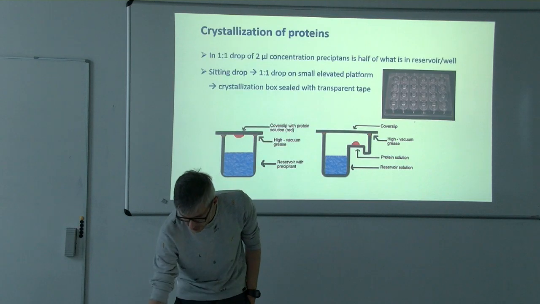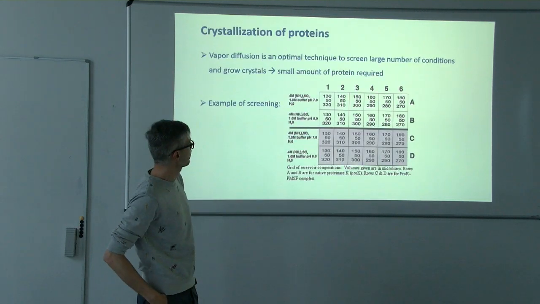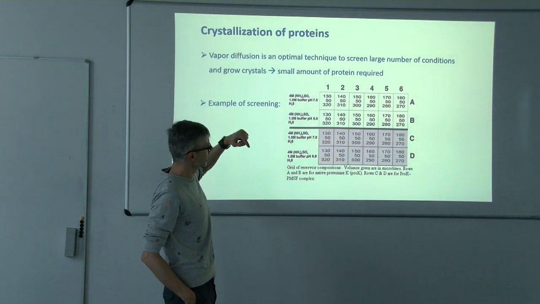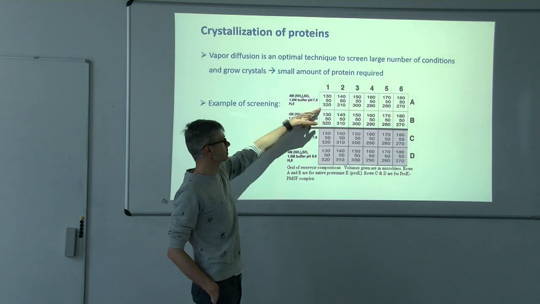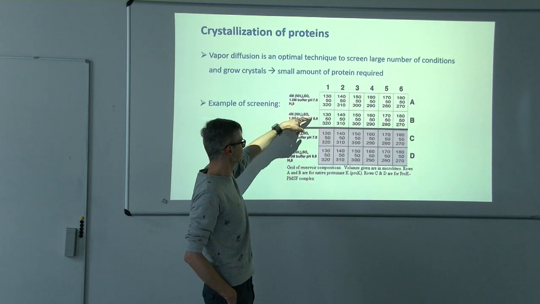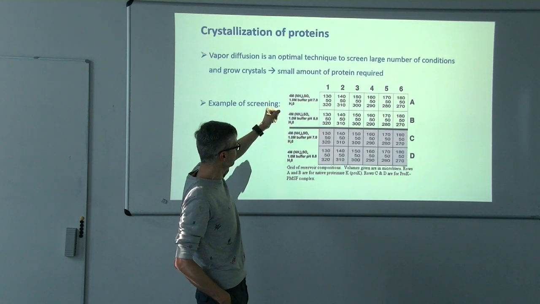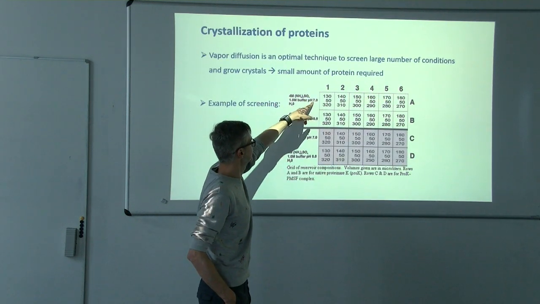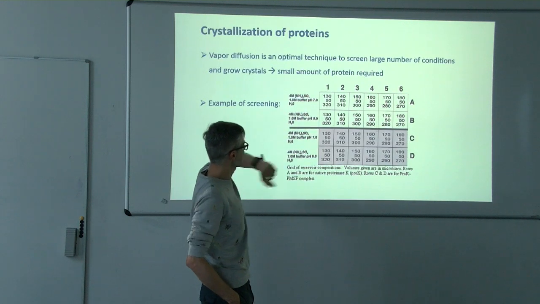So how does this work? This is, for example, how you could make it. For the stock solution in the well, of course you need your water and then your buffer. What you typically do is you check different pHs. In this example, condition A here could be a certain amount of pH 7.